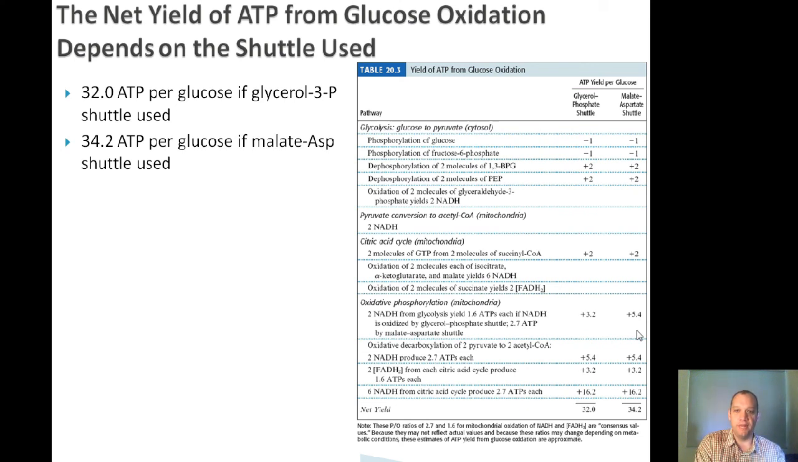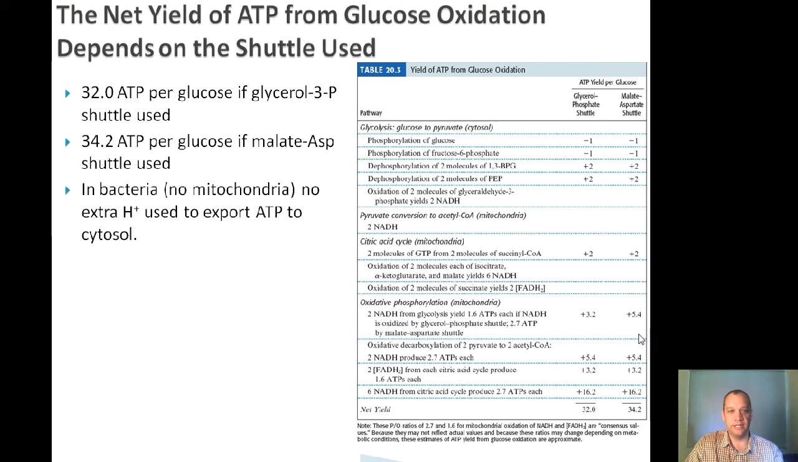But through the malate-aspartate shuttle, cytoplasmic NADH is turned into mitochondrial NADH, and so you still have the maximum amount of protons being translocated. So in bacteria, because there is no mitochondria, you don't have to use the extra proton to export ATP into the cytosol, which is another reason why organisms may differ in P/O ratios.